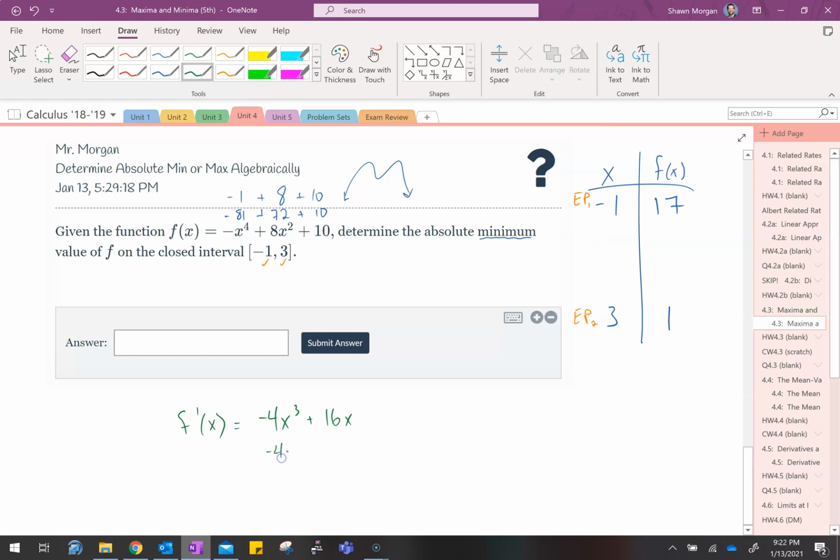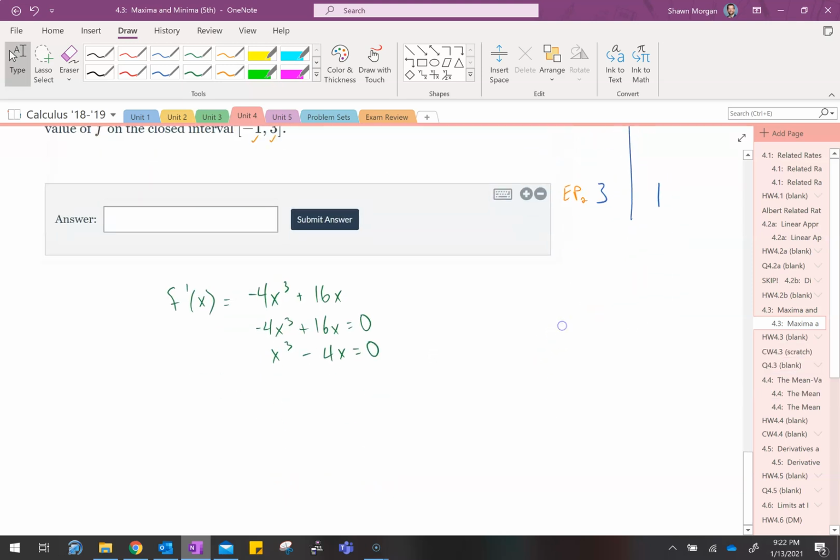By setting this equal to 0. So -4x cubed plus 16x equals 0. Let's just divide both sides by -4. We get x cubed minus 4x equals 0. We take out an x as a GCF, and we're left with x squared minus 4. And feel free to go a little bit faster through this as you like. I'm just kind of taking my time and showing my steps here.